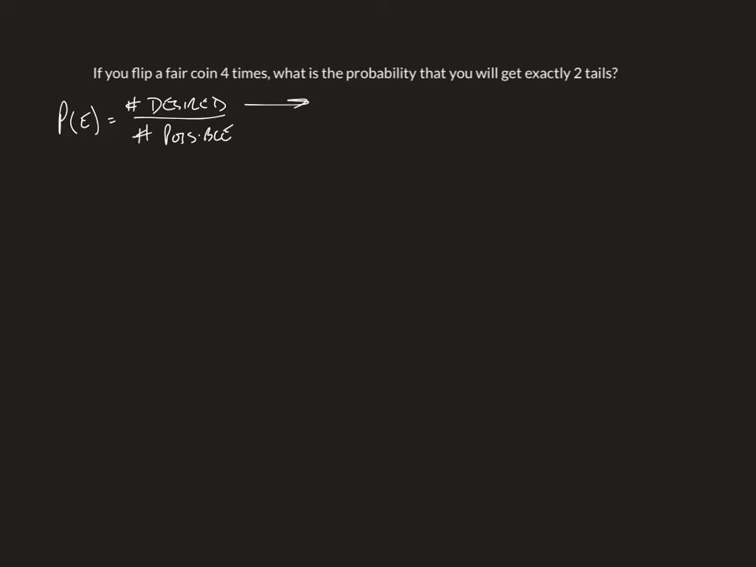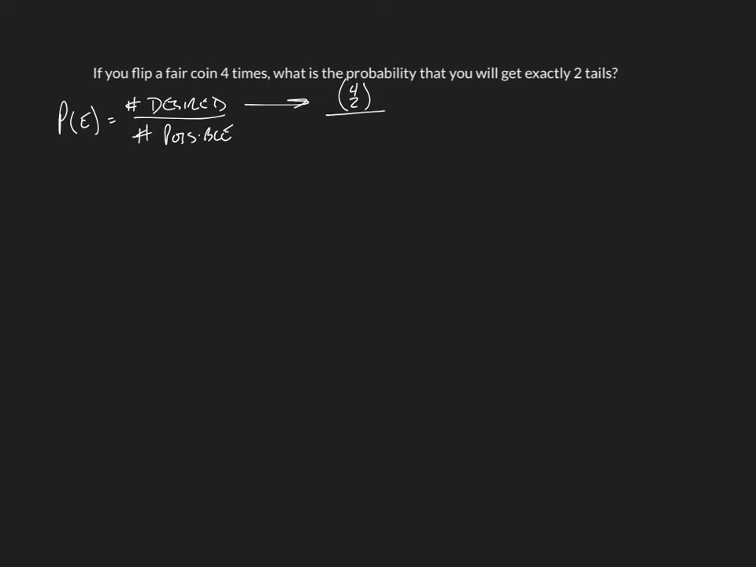So how do we calculate the number of desired outcomes here? Well, what we want is 2 of the same exact event to come out of this. So of 4 flips, we want to choose 2 of them to be tails. And so how many ways can we do that? Well, that's 4 choose 2. Now that's out of the number of possible things that can happen when you flip a coin 4 times.